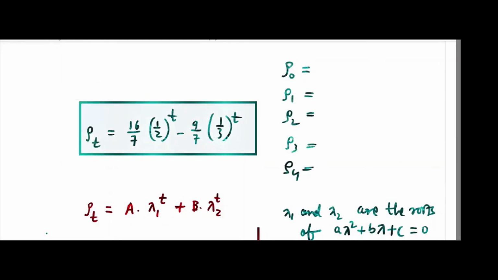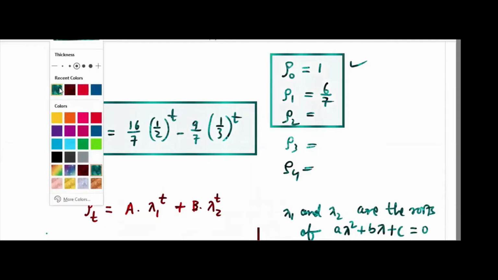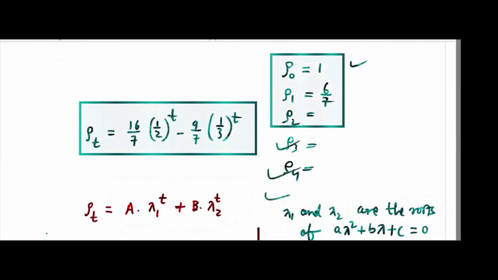If you put 0 here, 16/7 minus 9/7, that is 1. This is satisfied. Then the second one also you can check. You find rho 1 here, then you have to get 6/7, which we found before. Similarly, rho 2, rho 3, rho 4, you can find everything. The first 3 you must have found before using Yule-Walker equations, but now you get all. You get a lot of rhos.